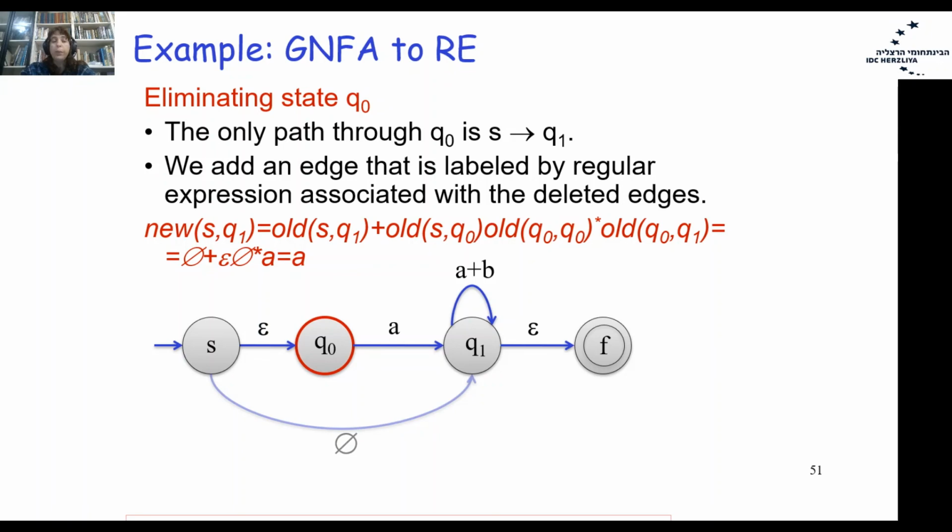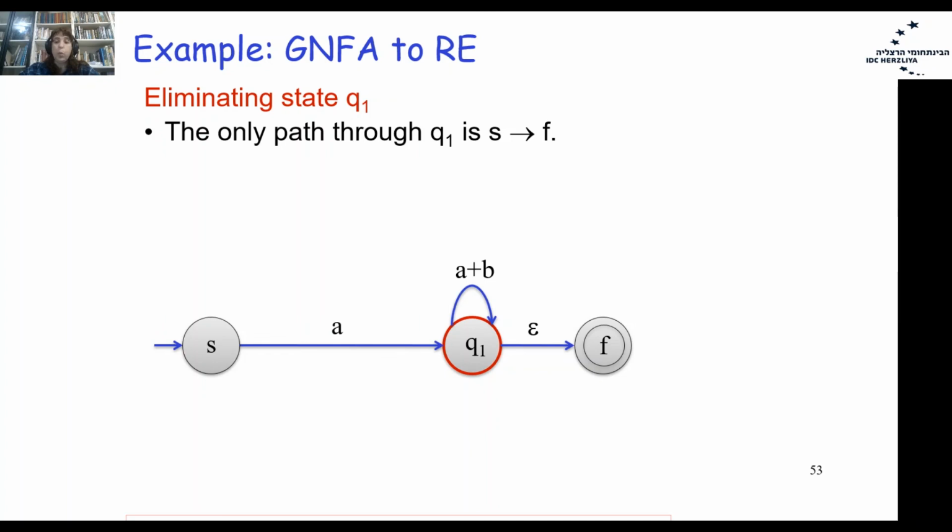So we have an empty set plus epsilon, empty set star, A. Empty set star, I remind you, is epsilon. So we have epsilon concatenation A. So we have phi plus A, and this is equal to A. So we have a new automaton with only A written on it. Now we will eliminate the last state, which is Q1.